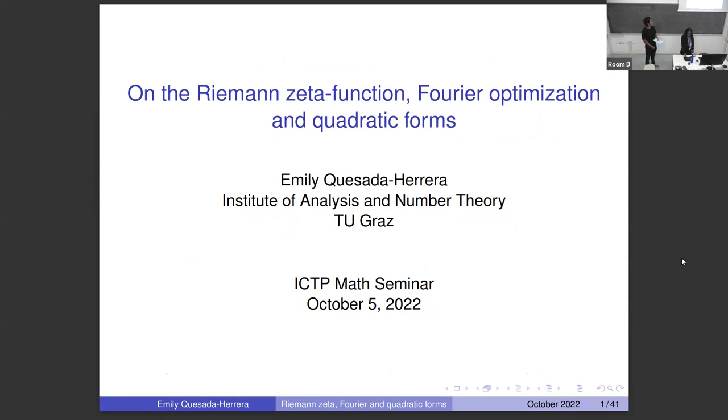Okay, so today in our mathematical seminar, we have a talk that is between analysis and number theory. So if you like one of these two areas, it would probably be enjoyable. And the speaker today is Emily Quesada Herrera. She's a postdoc at the Technical University of Graz in Austria. And she was a former student of Meghann, so we know her very well. So, let's get on with the talk.